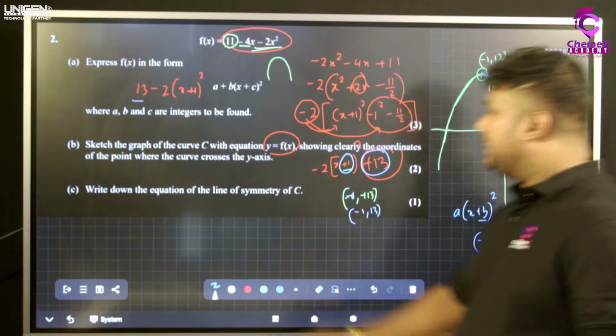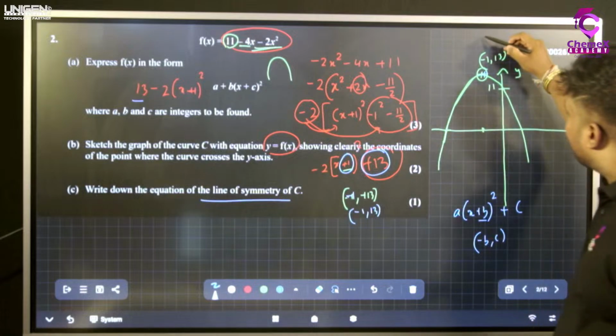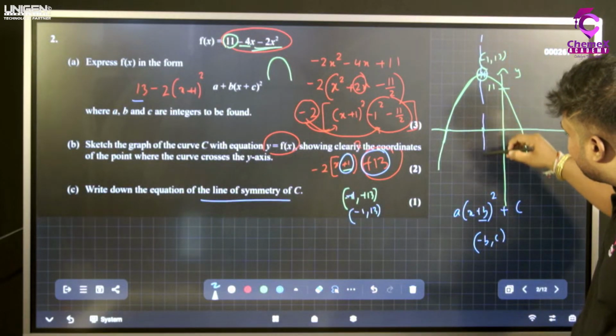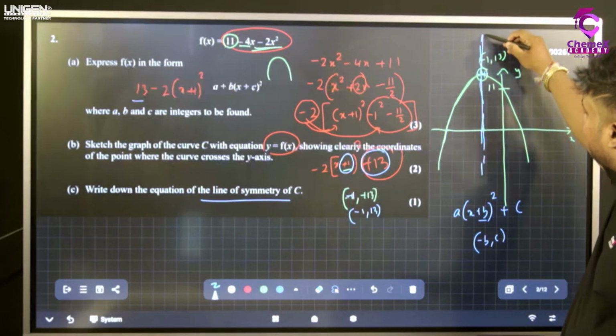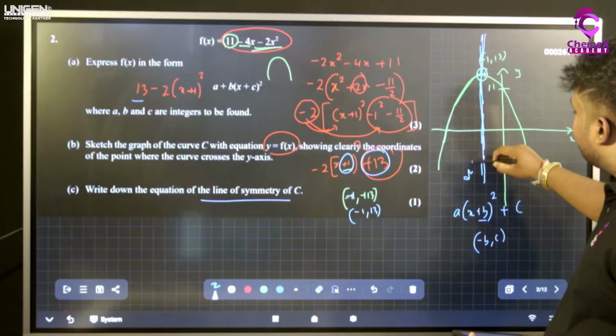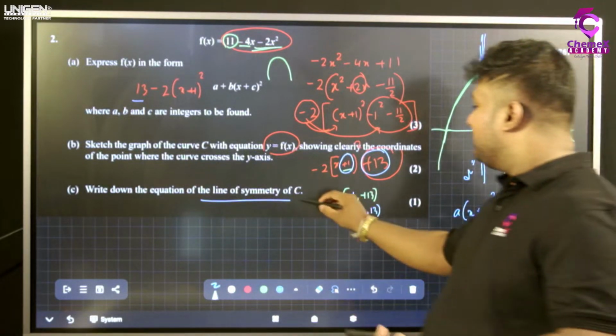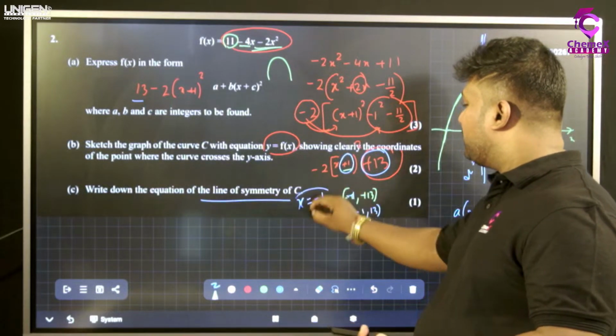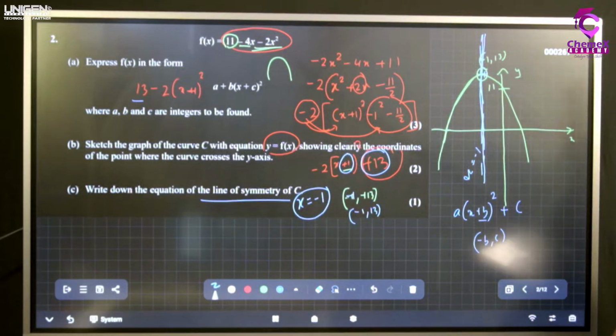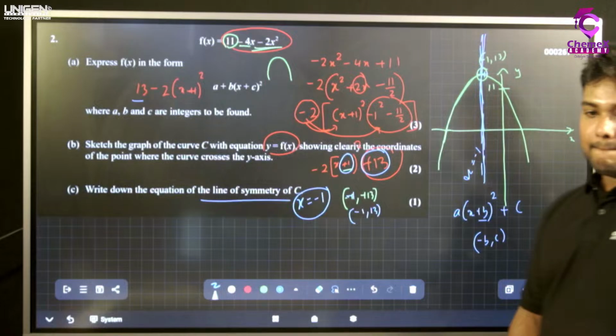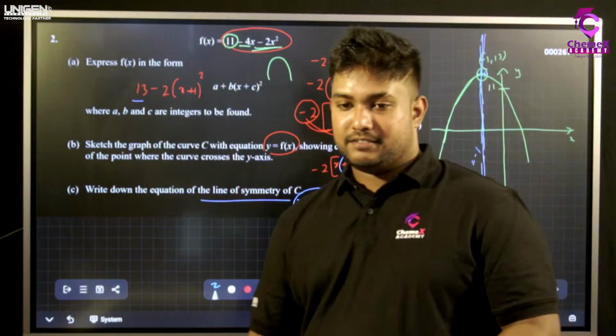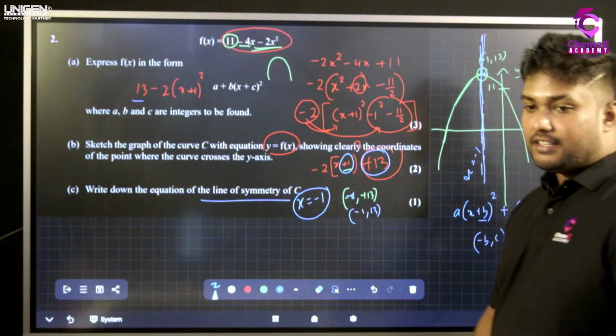Then find the line of symmetry. So line of symmetry is easy. It's going to go exactly through the middle of that place. What's that line then? x equals minus 1, right? Is there anyone who doesn't understand? So it's x equals minus 1. Anyone there who doesn't understand this? Vivek?